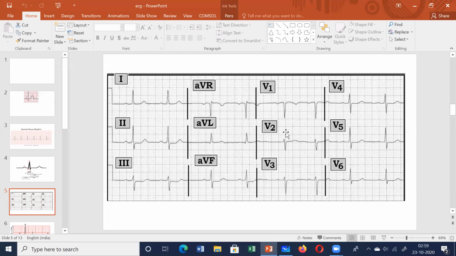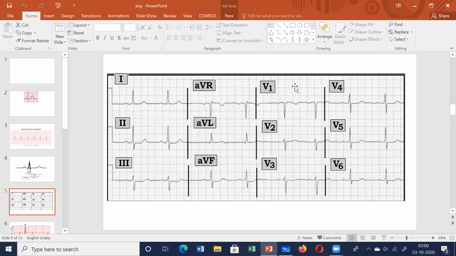Usually the R waves are not prominent in V1 and V2. If the R wave is prominent, or the R by S ratio becomes more than 1, or the R wave is more than 5 millimeters in V1, remember V1, V2, where usually the R wave is not prominent, that denotes a right ventricular hypertrophy.